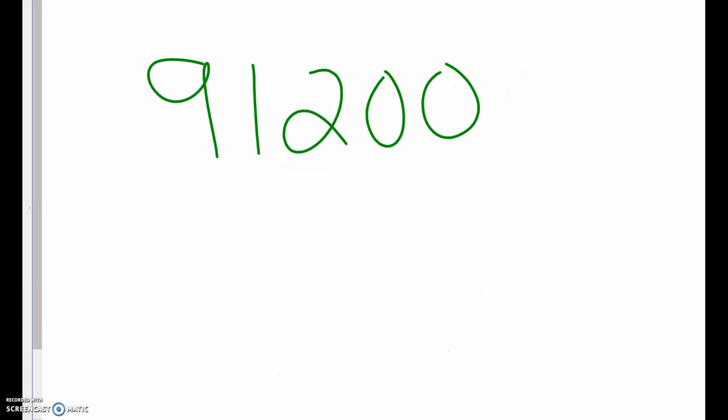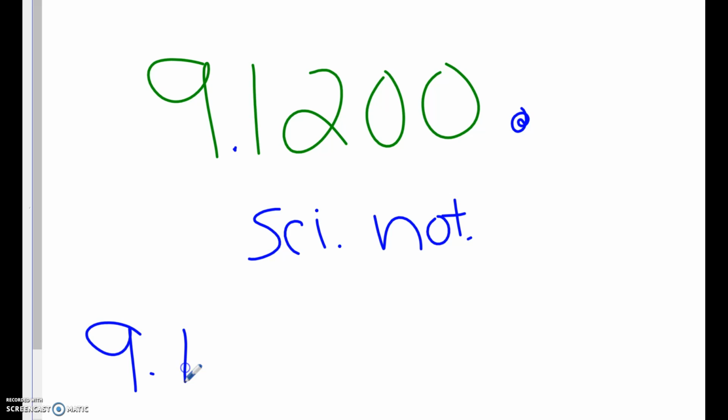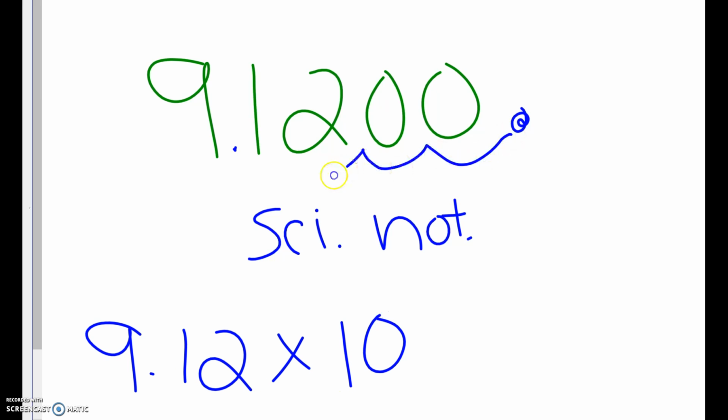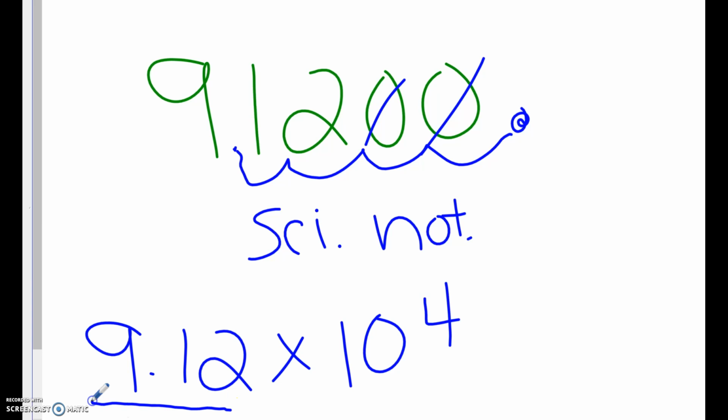Let's try another one. All right, so it's in standard form, and we want to put it into scientific notation. So we are going to start here, and my constant is going to be 9 and 12 hundredths times 10 to the 1, 2, 3, 4, 10 to the 4th. Notice I didn't put my zeros, I just put my non-zero digits down here, my constant.